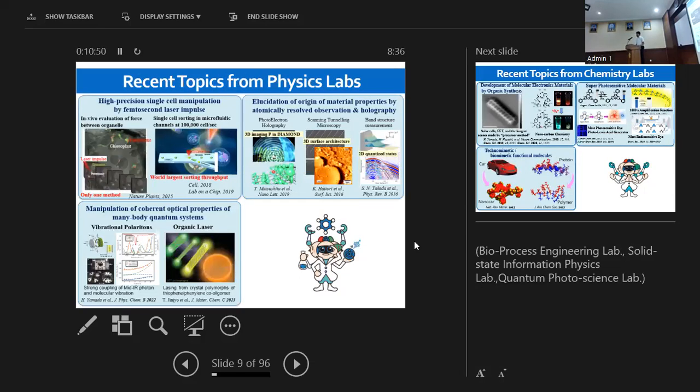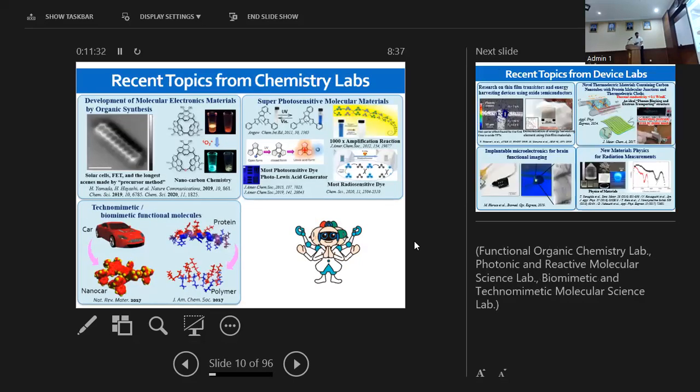So these are just some of the recent topics from the physics lab. A lab was working on single cell manipulation using femtosecond lasers and elucidating the origin of material properties using holography. This technique is very useful because, for example, at the interface, it's very hard to image these very small or tiny dimensions. So using holography, you can image these interfaces and study the mechanisms at these very tiny dimensions. Another lab is developing organic semiconductors for lasing systems, so organic lasers.